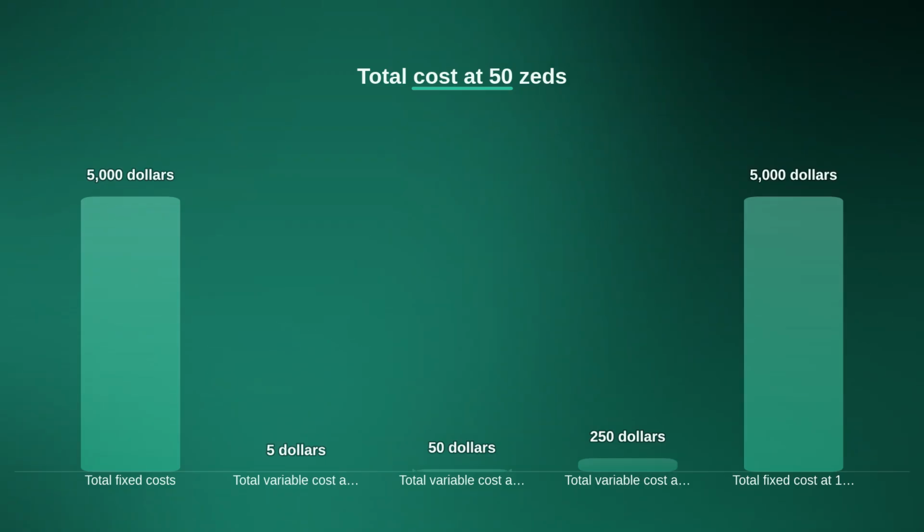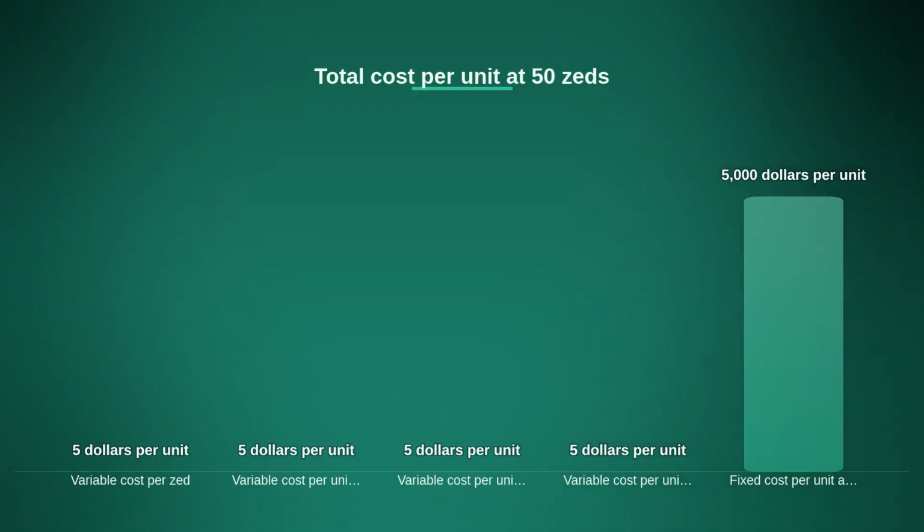Push output further to 50 Zs, total variable cost climbs to $250, fixed cost remains $5,000, and total cost is now $5,250. At 50 units, the variable cost per Z is still $5, but the fixed cost per Z has fallen to $100, so the total cost per unit has dropped again to $105.